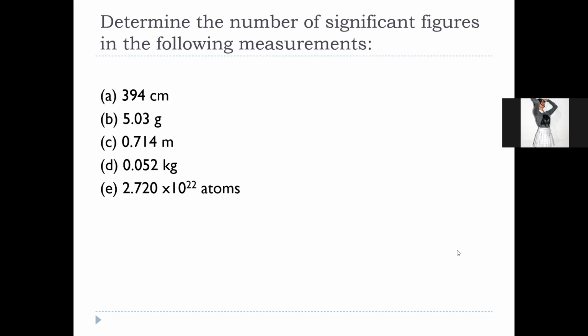Andrea. We have letter D. How many significant figures are here sa letter D? 0.052.